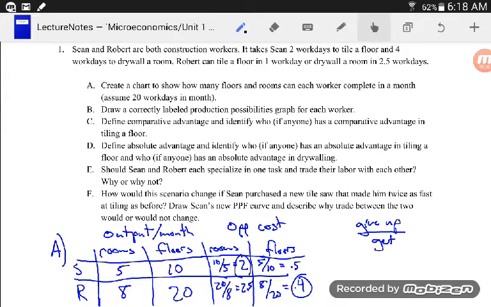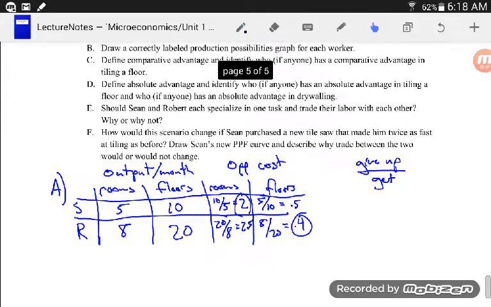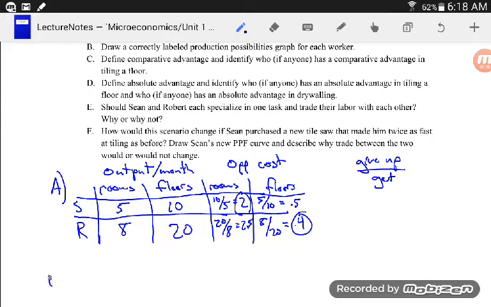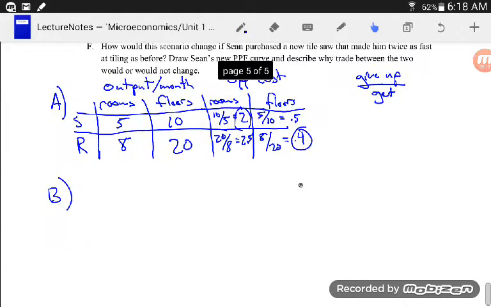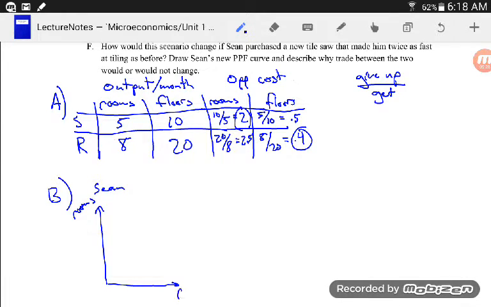Part B says draw a correctly labeled production possibilities graph for each worker. So part B, let's draw Sean, and make sure you label everything, that's always important. Rooms, floors, and I'm also going to draw Robert.